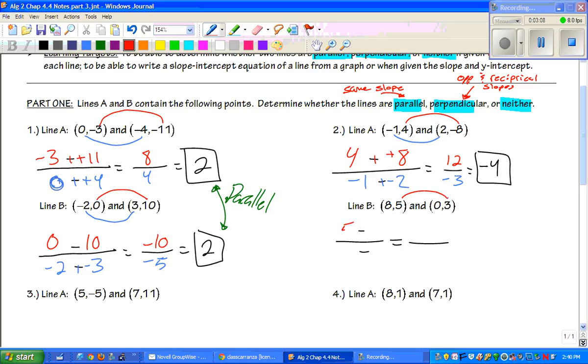Now for B, 5 minus 3, 8 minus 0. 5 minus 3 is 2. And 8 minus 0 is 8. 2 over 8 equals 1/4. Let's see. Are they parallel? No, they're not parallel. What about perpendicular? Well, perpendicular means they have to have opposite reciprocal slopes. They don't look the same, but we have to remember that -4 is the same thing as -4 over 1, which means these are perpendicular.